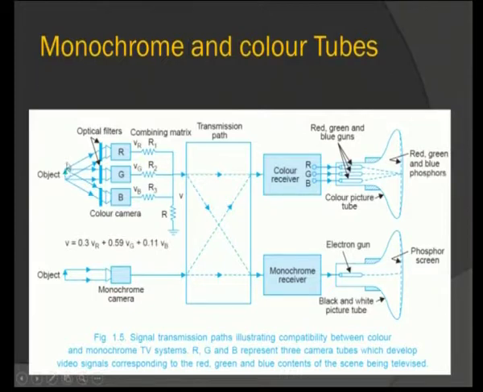This picture will clearly distinguish between monochrome and color tubes. Here RGB represent the color blocks, that is red, green and blue. Here the color camera will be used to focus an object, and here the 3 different blocks will be there to suitably separate the 3 different colors, and again all the process will be the same as we studied in the TV camera tube, the same basic working.